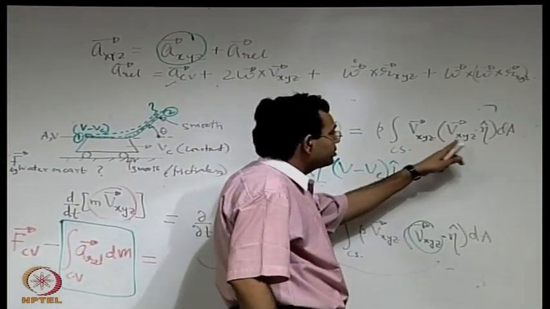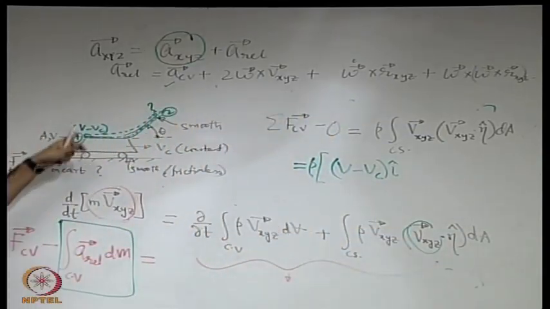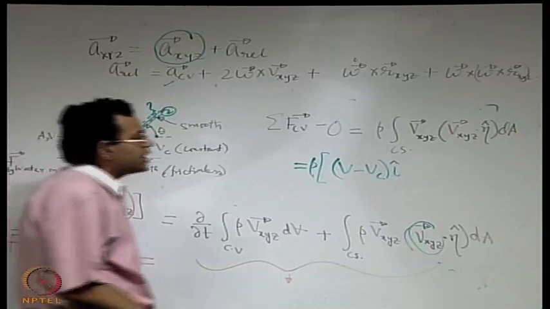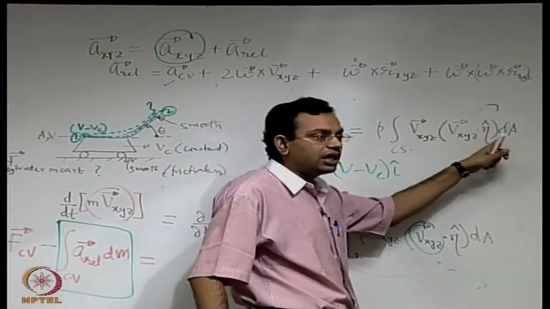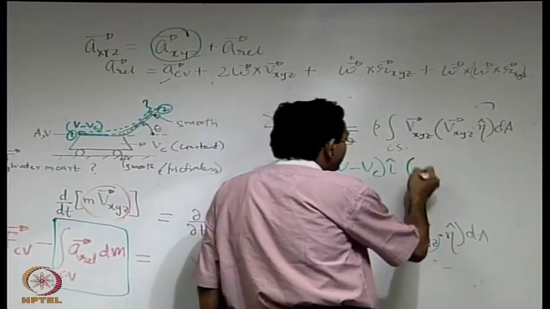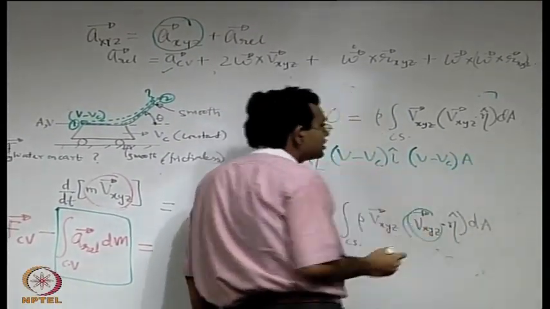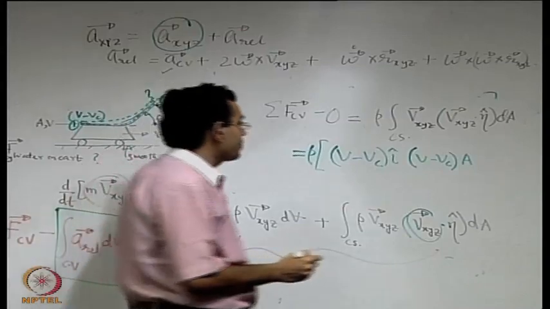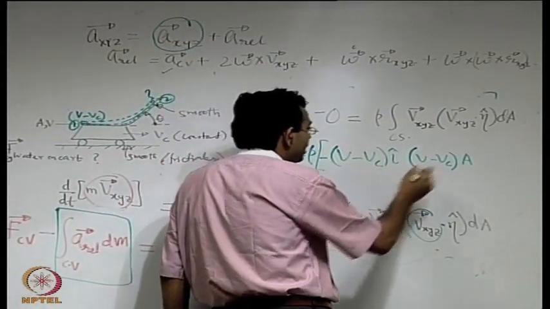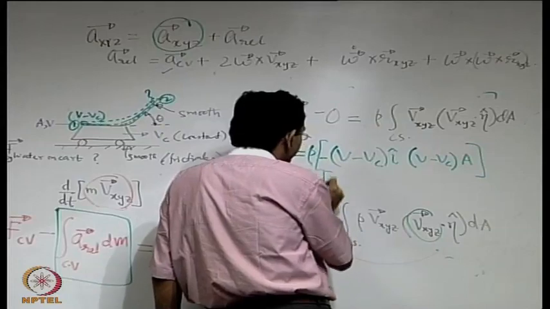What is that remaining term? Again, what assumption are we making? That it is a uniform velocity profile over the thickness that we are considering. So this is as good as some relative velocity times area with a proper sign. So the relative velocity is V minus Vc, the area is A, the proper sign is negative. So we put a minus here.